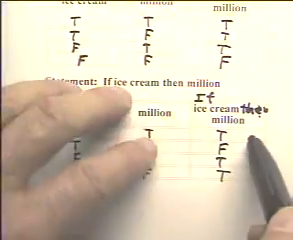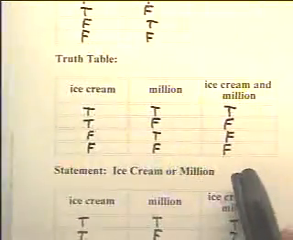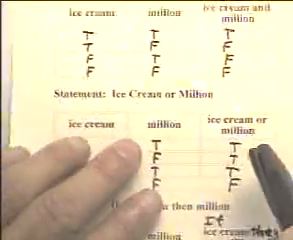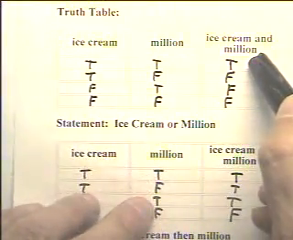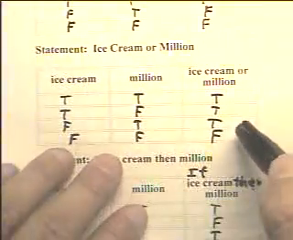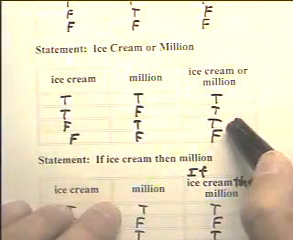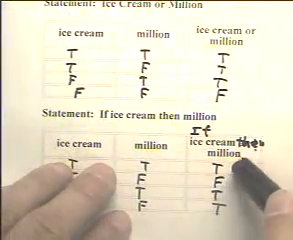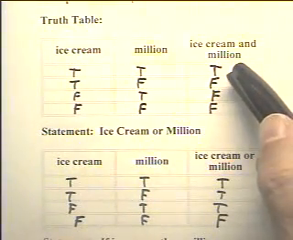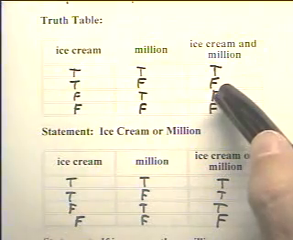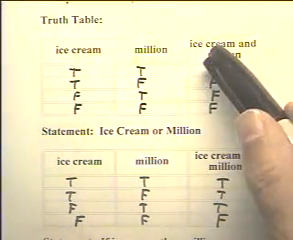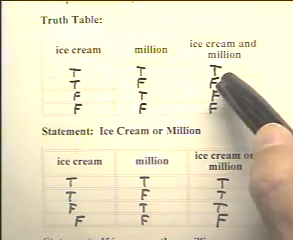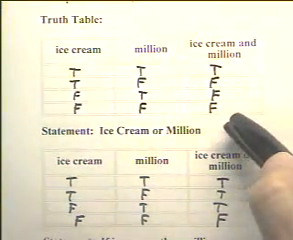Now, you see that in each case, for the AND, there's one value that doesn't match the others. There's a true here where there are falses in the other cases. Here, there's a false that doesn't match the trues. Here, there's a false and 3 trues. The exceptional value for AND occurs when both the conditions are true. The ice cream is true, the million is true. You get a true. Otherwise, you got to get a false.